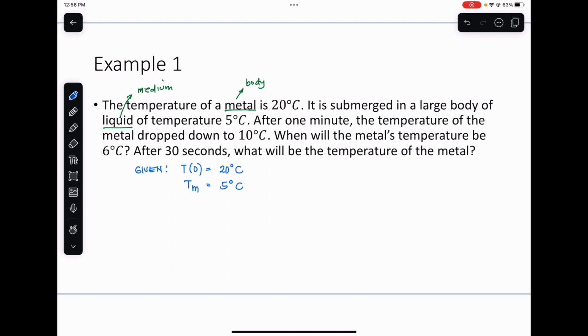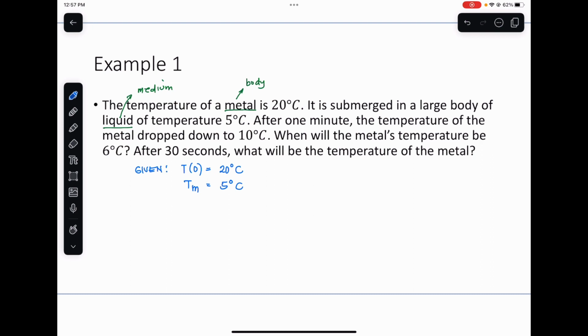But again, of course, take note that Newton's law of cooling is governed by the law of conservation of energy. Therefore, we can only lose heat up to 5 degrees Celsius only. We cannot go beyond or below 5 degrees Celsius because that is already the minimum temperature that our body, or the metal, can reach.